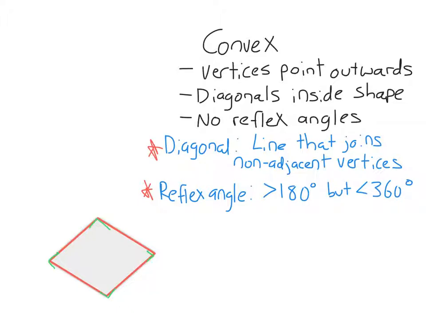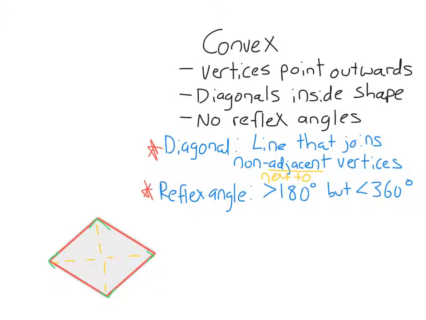Now the diagonals are inside the shape. So a diagonal is a line that joins non-adjacent vertices. Adjacent means next to. So they're lines that you join up vertices that aren't next to each other. So this line here is a diagonal because it joins two vertices that are not next to each other. And this line here is a diagonal. It can be a bit confusing because the diagonal of a shape doesn't actually have to be a slanted line. It just means a line that joins non-adjacent vertices. Okay, so we see those two lines are inside the shape. So that's another reason why this shape is convex.